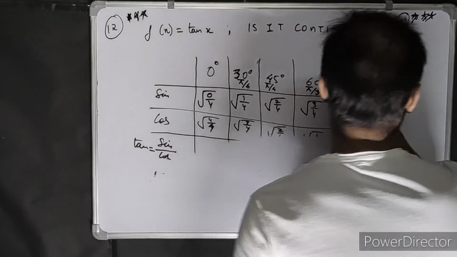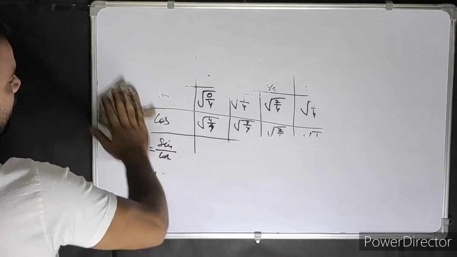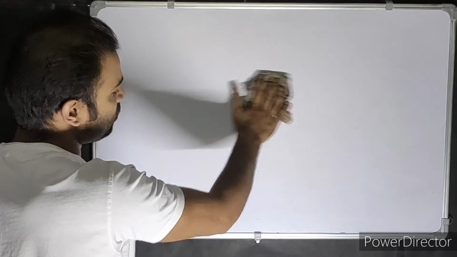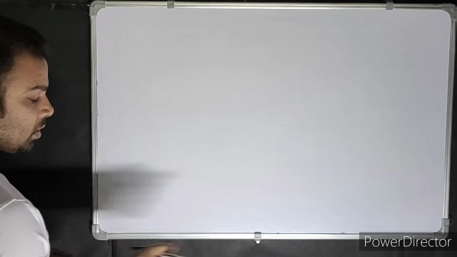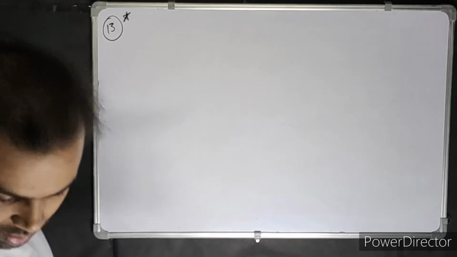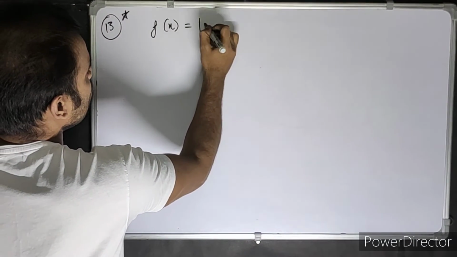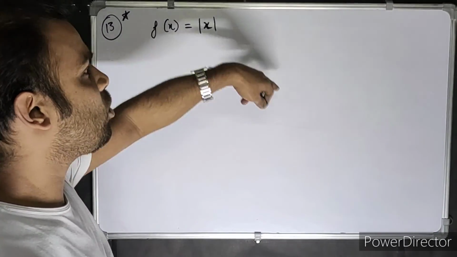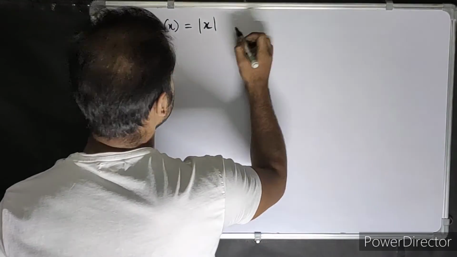Okay, let's go on to the last question for today, question number 13, and this part of the video is over. Simple question, but still mark it important. Put 1 star, that's enough. Okay, it says f of x is equal to mod x. Mod x means absolute value, positive, the x will come out in a positive form. Is it continuous?